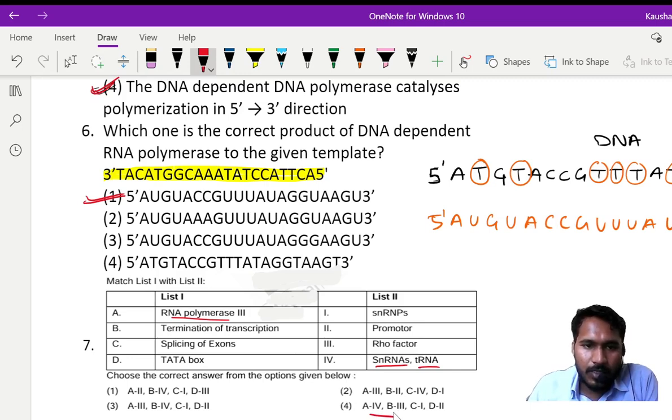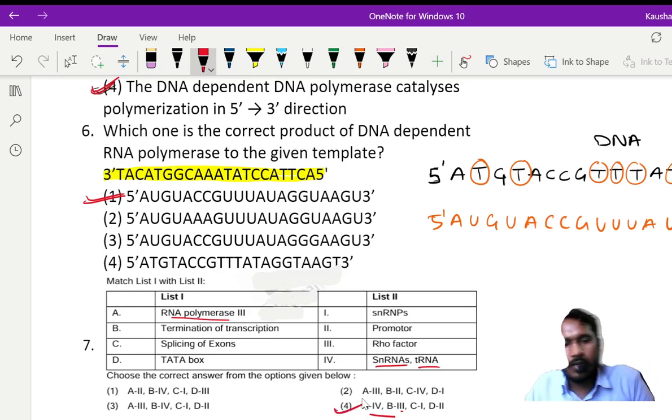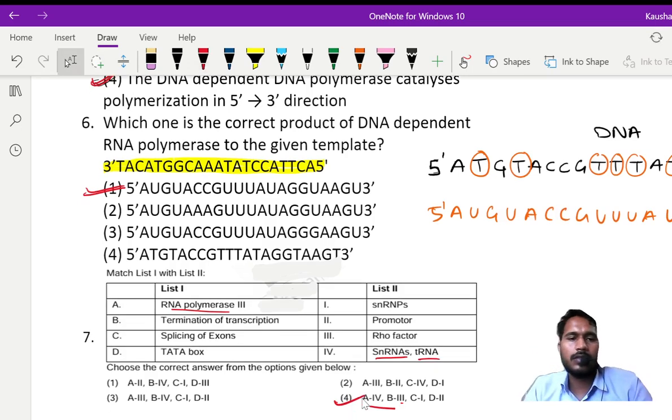B, the termination of transcription will be done by rho factor. This is also correct. C, splicing of exon by snRNPs. That is also correct. And then D, Tata box is there in the promoter region. Tata box.